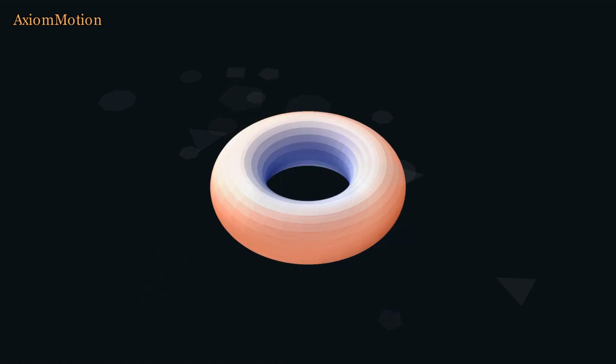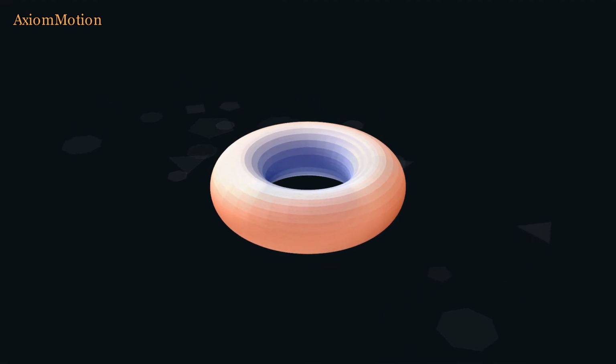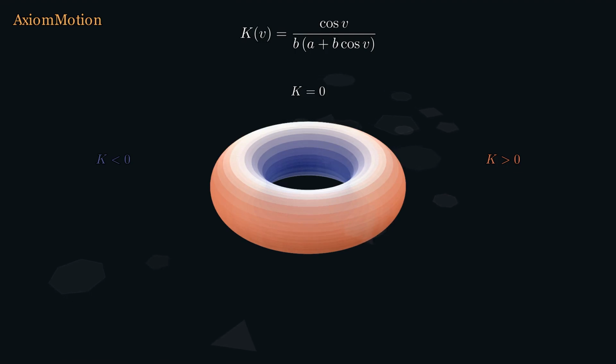The torus is the perfect showcase for Gaussian curvature. On the outer equator, K is positive. The surface curves like a bowl. On the inner equator, K is negative. The surface curves like a saddle, and at the top and the bottom, K passes through 0. The formula is elegant. K of v equals cosine v divided by b times (a plus b cosine v).